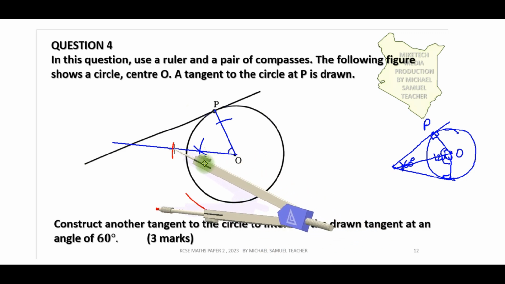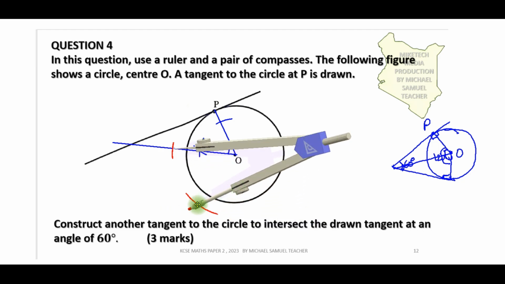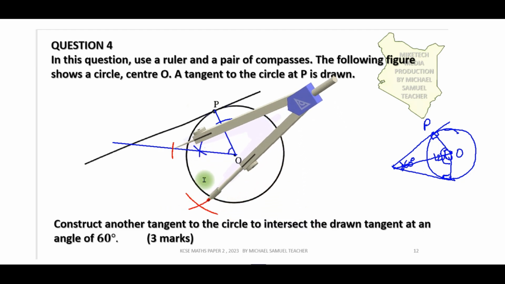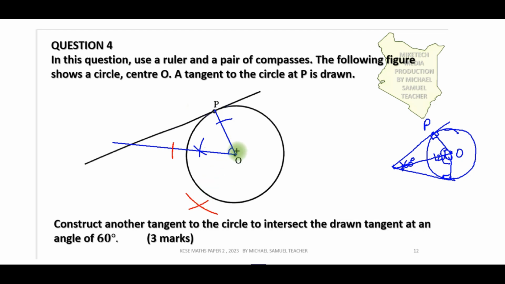Then using this as the center, I'll put an arc there. Therefore, I'll join this point so that I have the radius from this point.